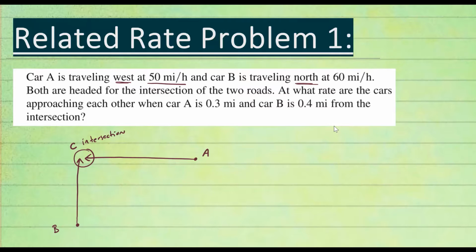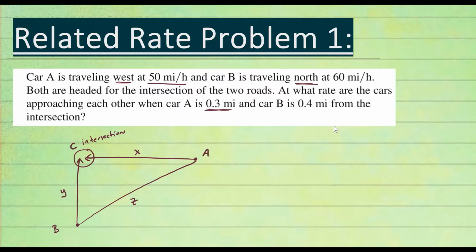Now, at what rate are the cars approaching each other when A is 0.3 miles away and B is 0.4 miles away from the intersection? So we're looking for how fast this distance is changing. Let's introduce some variables. Let's call this X, the distance from A to the intersection, Y the distance from B to the intersection, and this is Z.